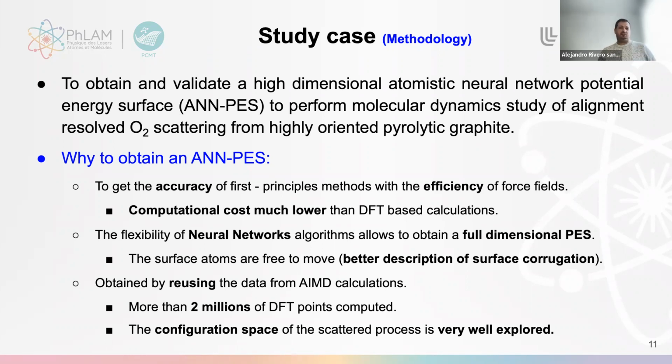Another very important point is that we will reuse all the data that we obtained from our very expensive AIMD calculations. We already have more than 2 million DFT points. What is very nice about using AIMD calculations to build the neural network is that the configuration space is very well explored, because you have already made a molecular dynamics calculation. So all the configuration space that is important in the scattering process is already explored, and you will use this data to build the neural network PES.